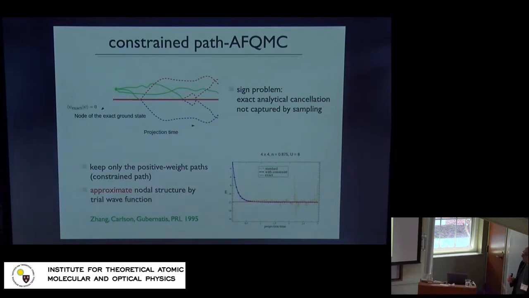So what do these guys do is they only want to keep the paths that are on the positive side. Those that are totally on the negative side, this is symmetric. There's no problem about that. And to find this condition, which is an exact one to get rid of the sign problem, what they do is they replace the exact wave function, which of course we do not know, otherwise no need to do all that, by an approximate nodal structure by a trial wave function. And that then helps to improve results a lot, but of course you depend on the quality of this trial wave function, how close it is to the actual ground state wave function you would like to have.